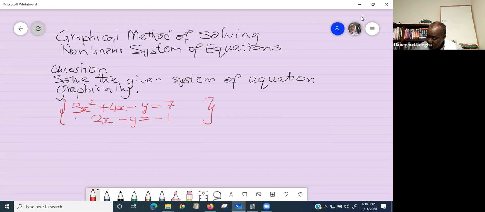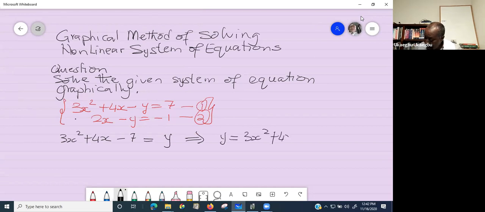For example, look at equation one here. Everybody, please pay close attention to what I'm about to do. If you want to solve for y, all you need to do is transfer y to the right side and transfer 7 to the left side. If you make that transfer, you are going to get 3x squared plus 4x, then minus 7, and y. So this is the same thing as saying that y is equal to 3x squared plus 4x minus 7.